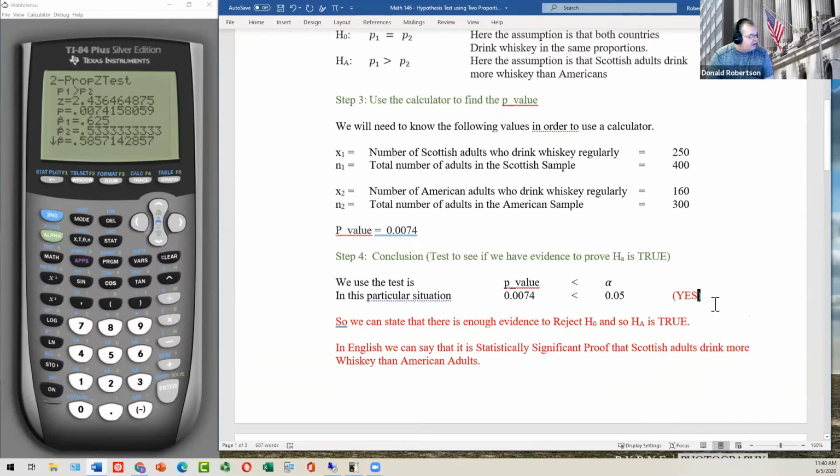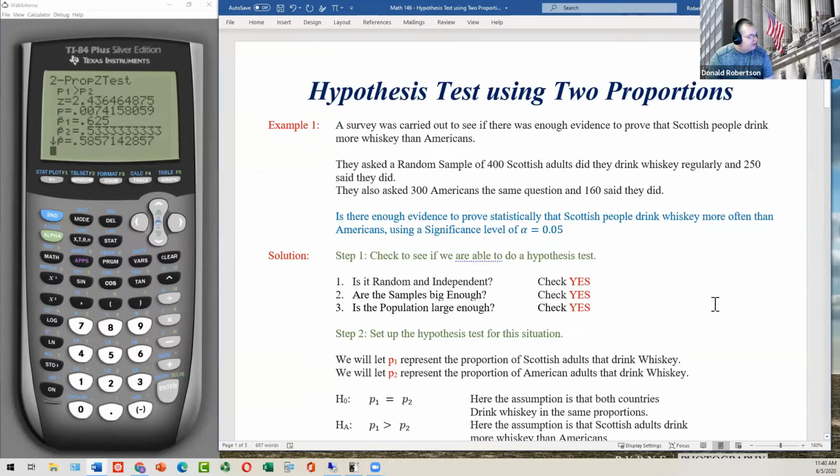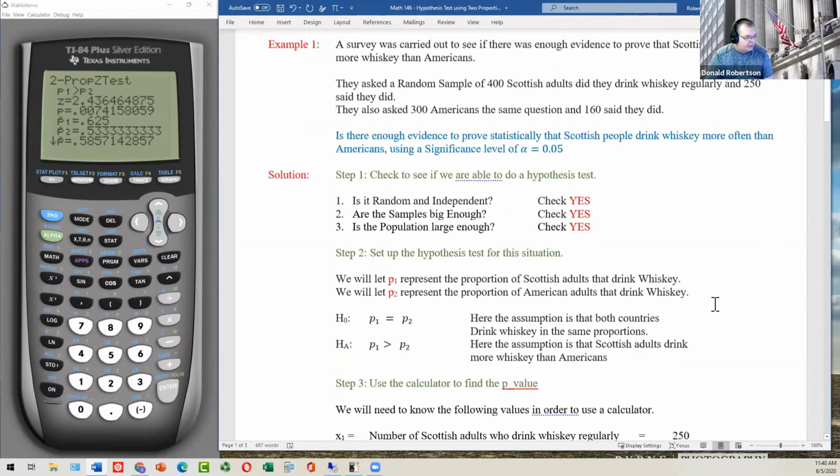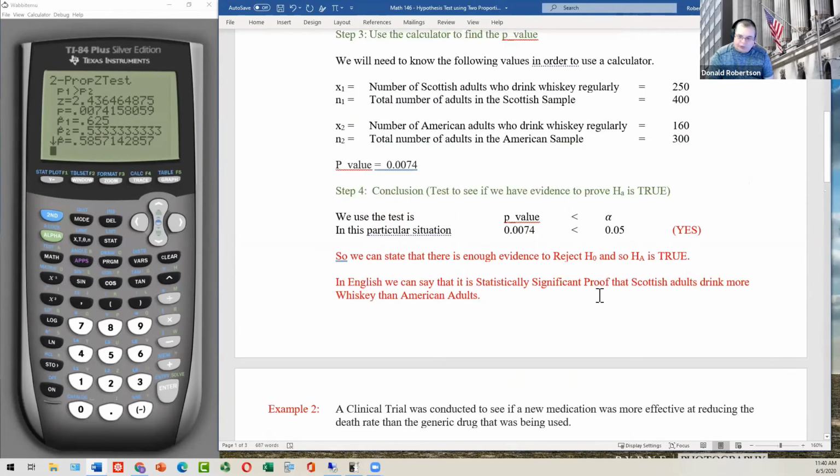Right, there's a lot to take in there. Is there anything you'd like me to maybe explain in a little bit more detail? Are we good with this process of how you compare two different samples to see whether one sample is bigger than the other or less?